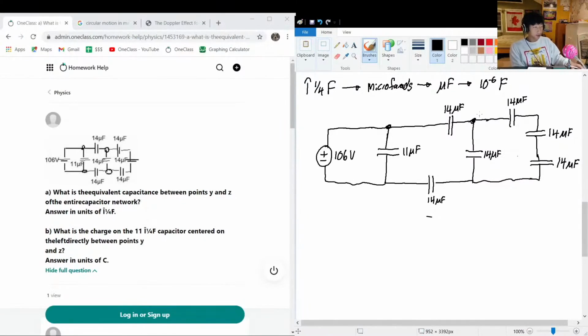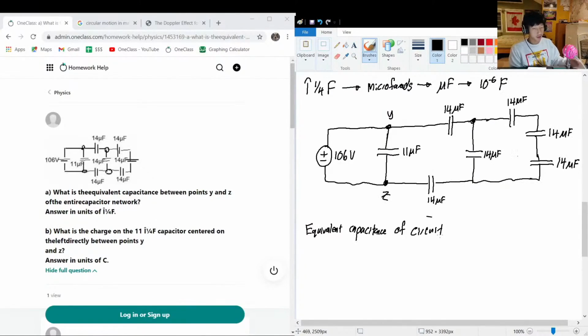Another important skill to have is to know what circuits look like. Now it says, what are the equivalent capacitances between points x and z, between points y and z? I don't see any y or z on here, but I think what they really mean is, if this was y and this is z, the equivalent capacitance of the circuit.